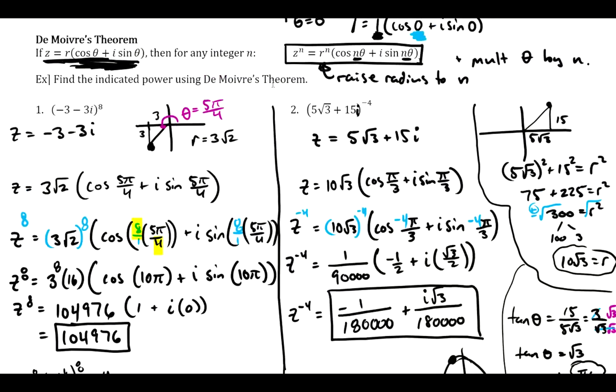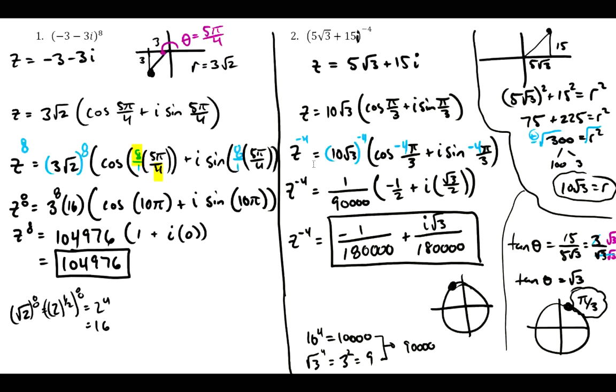Anyway, that's it. That's how De Moivre's theorem works. Again, the radius gets raised to the power, and then the angle gets multiplied by whatever the original power was. And then simplify.